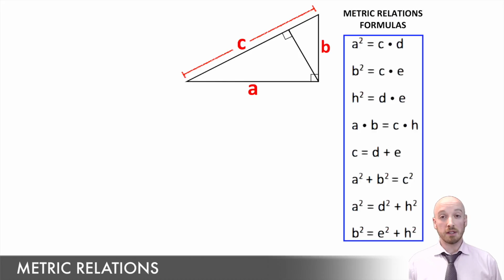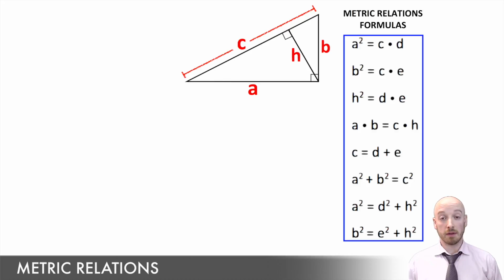Now H is pretty easy to label also. It goes on the altitude, that line that's drawn through the big triangle. The only ones left to place are sides D and E. D and E are the two small portions of that large hypotenuse. And we've got to be really careful here placing these in the right spots.